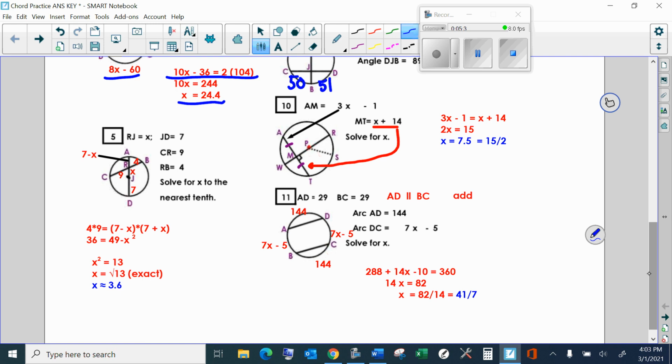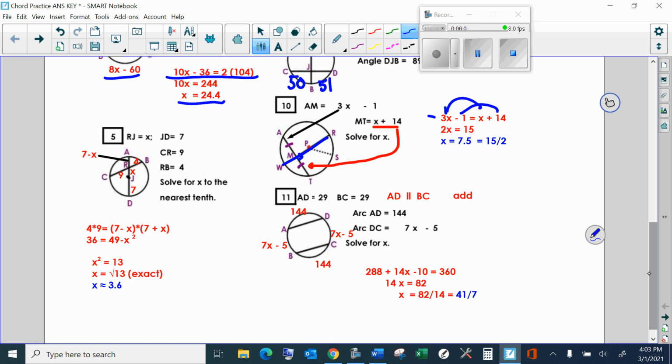Number 10. The length of AM is 3x minus 1. Since this is a perpendicular, we know it's a perpendicular bisector. It goes to the center, and so that makes the other one the same length. So it says MT is x plus 14. Well, those are congruent, so I can set them equal to each other because that is a perpendicular bisector going through the center. So I set them equal to each other right here. Subtract the x across, add the 1 across, 2x equals 15, divided by 2, and you get 7.5, or 15 halves, if you like the fraction.